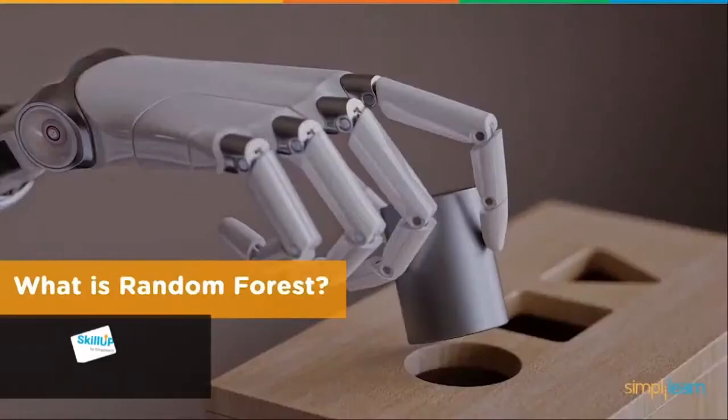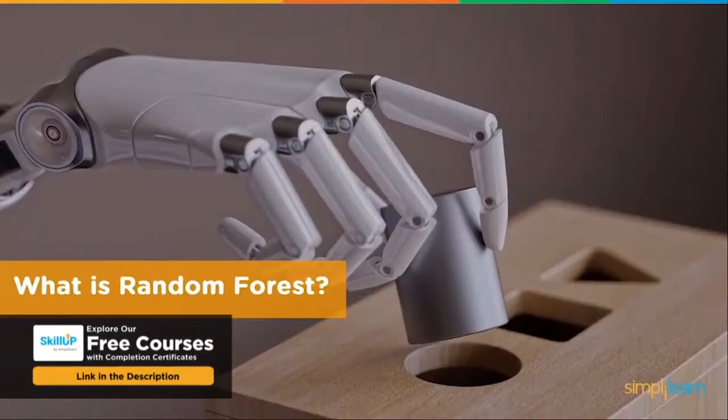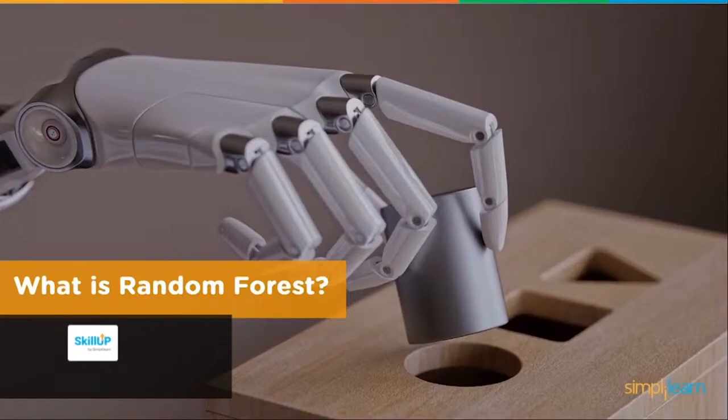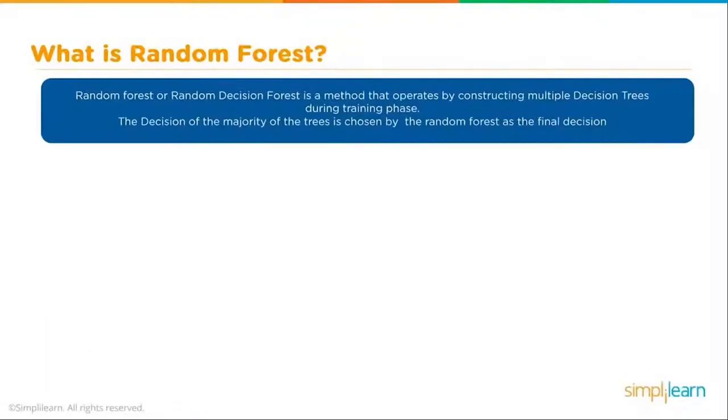Let us dig deep into the theory of exactly how it works. And let's look at what random forest is. Random forest, or random decision forest, is a method that operates by constructing multiple decision trees. The decision of the majority of the trees is chosen by the random forest as the final decision. And we have some nice graphics here.